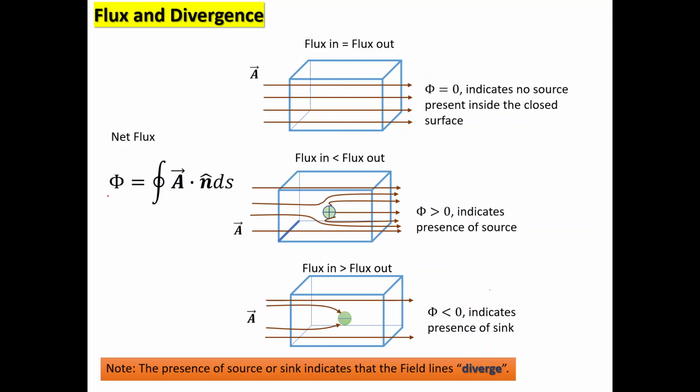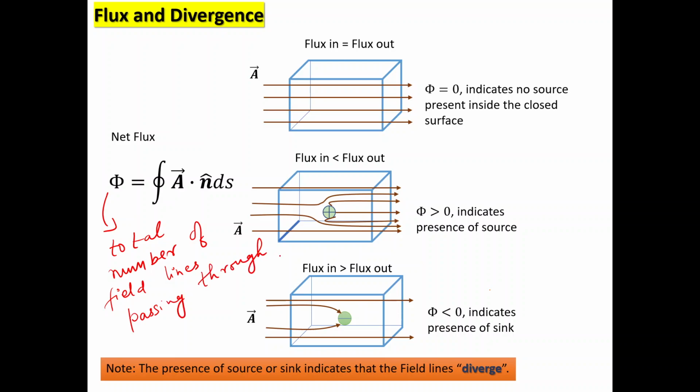You can write flux as the total number of field lines passing through a given surface. In this case, a closed surface, you can write here.